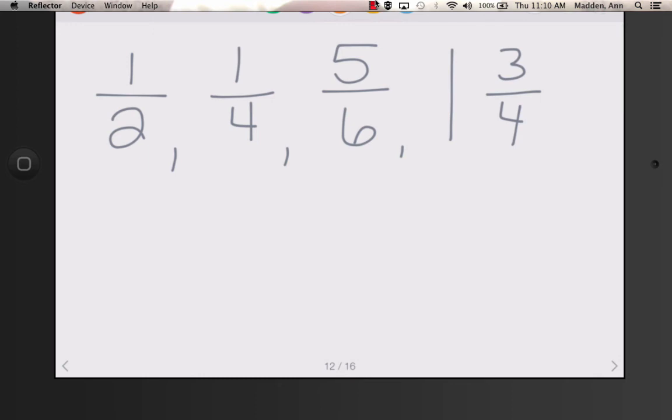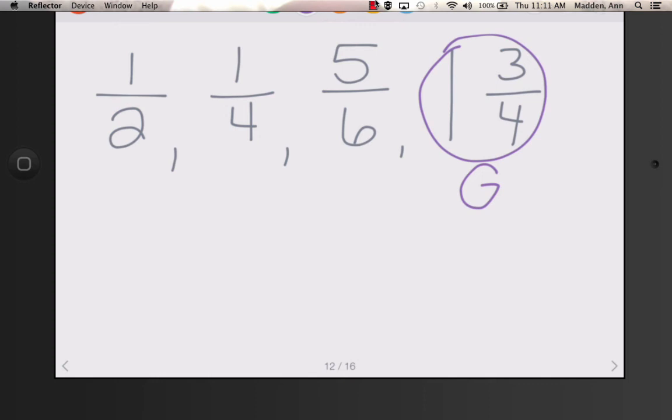Now I have 4 to do. Right away I can see which one's going to be the greatest. Can you tell? If you picked this one, you were correct. Why? Because it's got that whole number, a whole number 1. So that for sure is going to be my greatest. So I'm going to take that one out of the equation, and now I'm just going to look at 1/2, 1/4, and 5/6. What should I count up by?